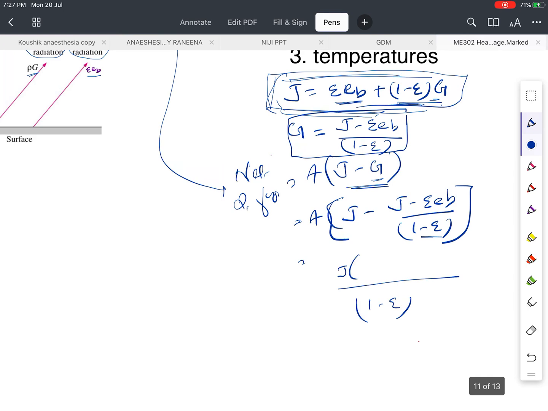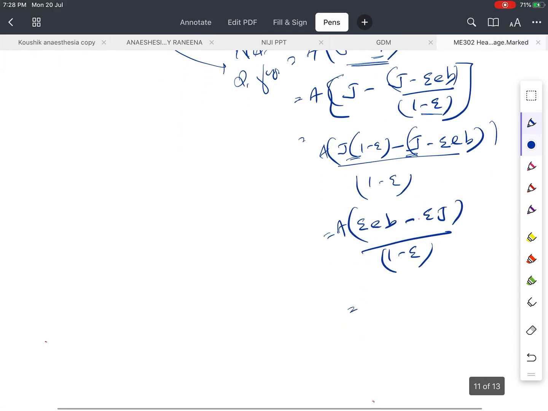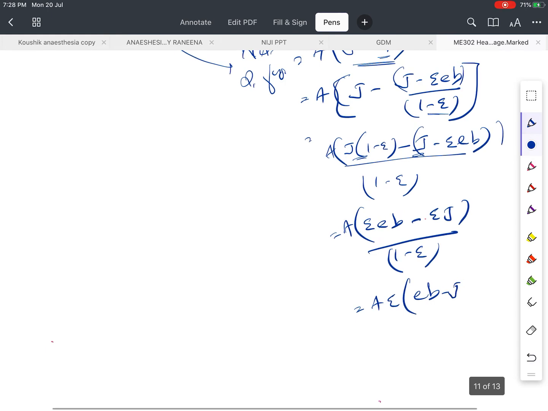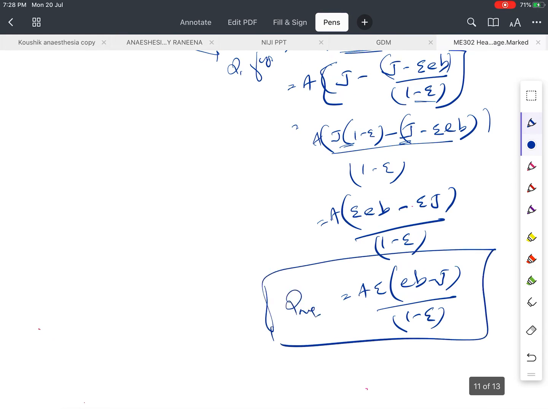Now if we solve this, 1 minus epsilon will come to the numerator, and taking the LCM, we get J into 1 minus epsilon minus J minus epsilon into EB. If we solve this, J and J will cancel. J into epsilon, minus and minus will come plus, so this will be epsilon into EB. So with the area, epsilon into EB minus epsilon into J divided by 1 minus epsilon. Now we can take the epsilon outside: A times epsilon into EB minus J divided by 1 minus epsilon. This will be the answer, Q net.